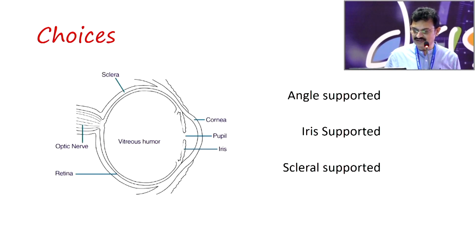So what are the choices available? We have angle supported lenses, iris supported, and scleral supported. So these are the only three areas right now available for the intraocular lens. Cornea we can use for keratophakia, but we cannot put an IOL in the cornea.